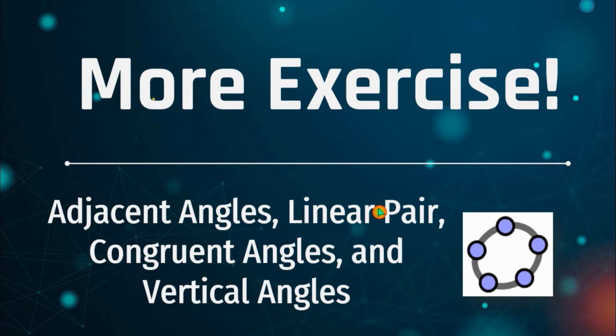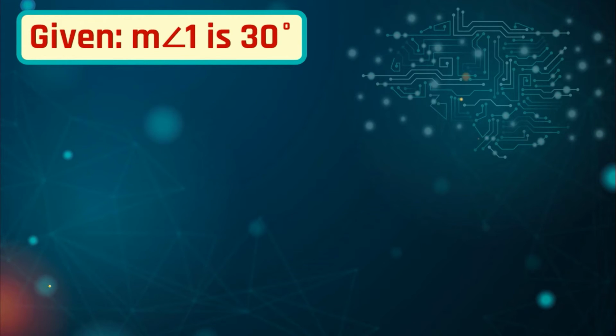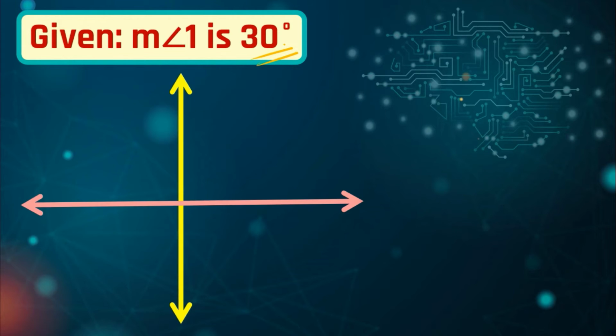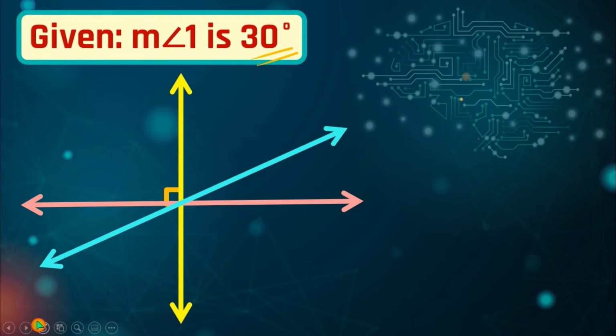Okay. So, there we go. Right. Given. The given measure of angle 1 is 30 degrees. So, sinabi dito na ang measure daw ni angle 1 ay 30 degrees. Okay, hanapin natin. Let's take a look at our figure. So, I have here a yellow line and a pink line, and another line that intersects these two lines. Okay, and this symbol represents that we have a right angle.